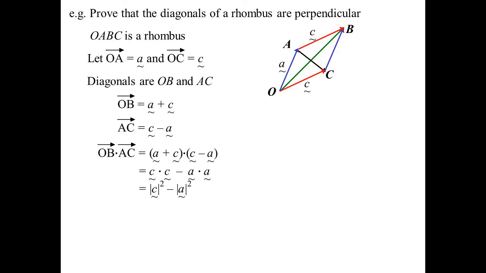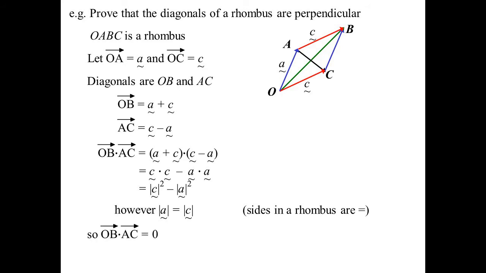But hang on, this is a rhombus. Therefore, the magnitude of OA must be the same as the magnitude of OC. Well, there it is then. So C squared minus A squared must be 0, because those magnitudes are the same. So the dot product is equal to 0, which means those two vectors, or the diagonals in this case, are perpendicular.